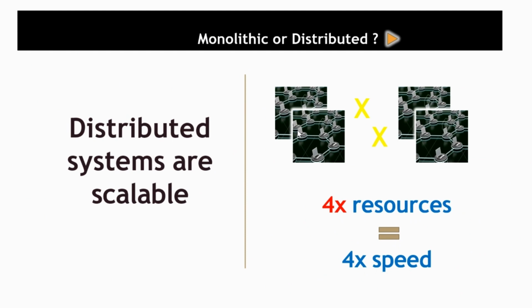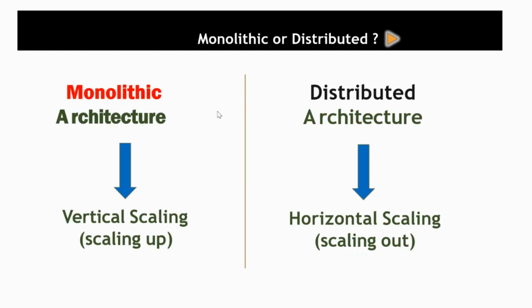Monolithic or distributed? What will you choose? Monolithic architecture means vertical scaling, or scaling up. You can increase the capacity of that server only. You cannot create another server. But in the case of distributed architecture, it is called horizontal scaling, or scaling out.